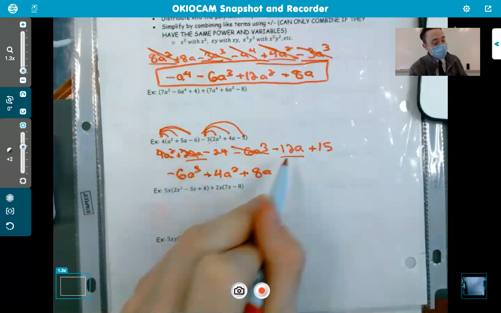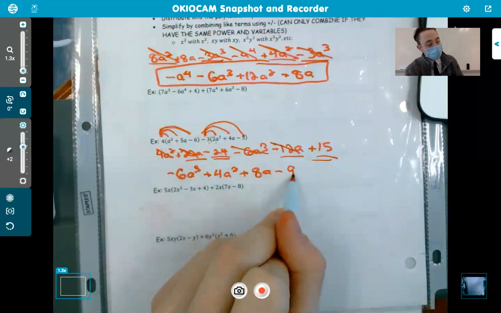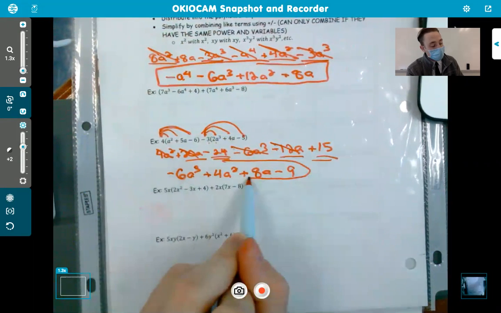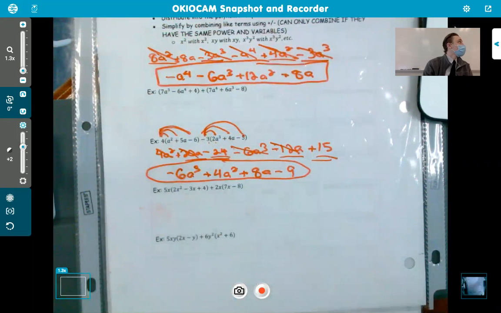Then I use each of those terms. Then I do negative 24 plus 15. That's going to give me negative 9. I can't combine anything further, right? I can only combine what has the same exponent value. So that's my final answer. Any questions there?